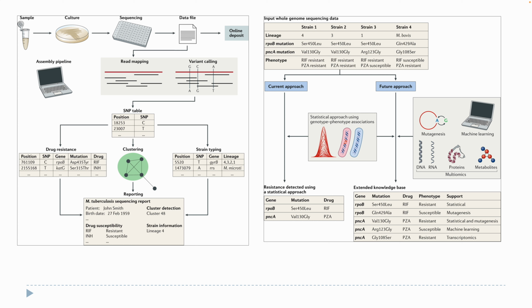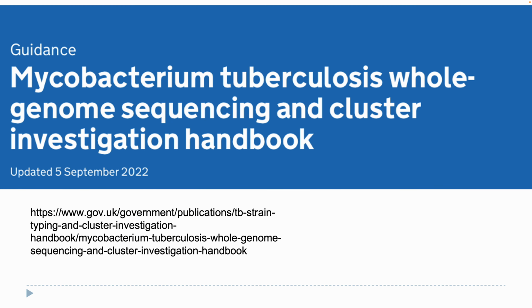This just shows you the same thing in more detail, that you can look at all these different mutations, you can predict the phenotypes, and as we're getting more and more information and getting smarter at this, we can actually get even more accurate predictions. And just in the last couple of years, this has become totally routine. So the UK Public Health Authorities, UKHSA, now do Mycobacterium tuberculosis whole genome sequencing and cluster investigation so routinely they've written a handbook that tells you how they do it.